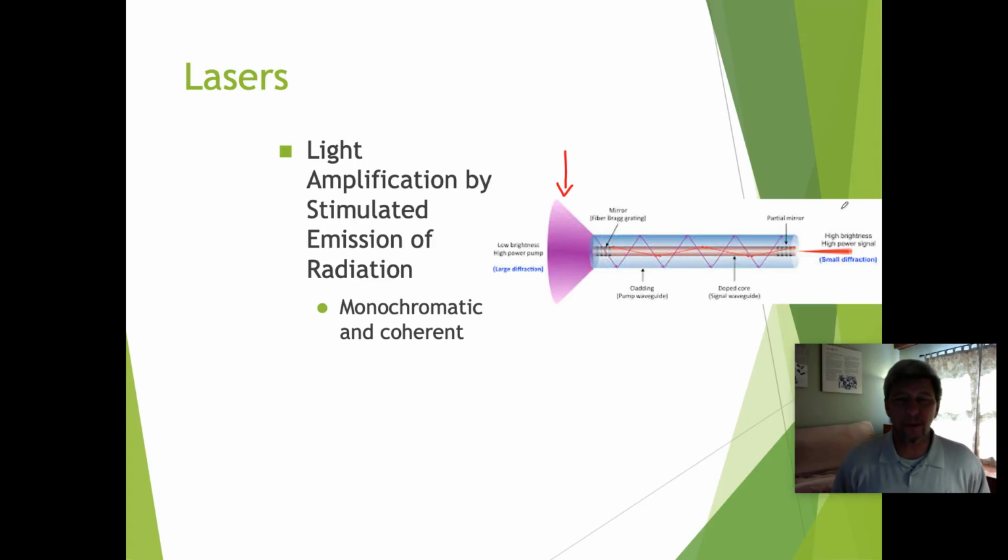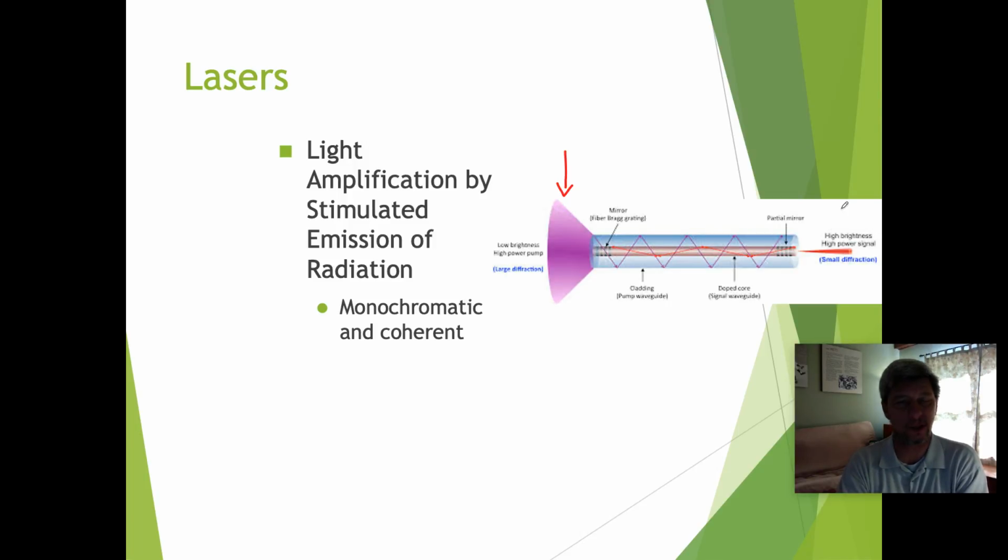Now, a couple of things before we get into the details of this. First, the word laser is actually an acronym. It stands for light amplification by stimulated emission of radiation, all right, LASER. And laser light is by definition monochromatic, one color.